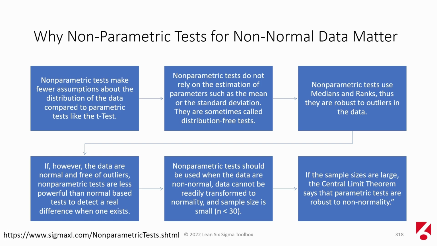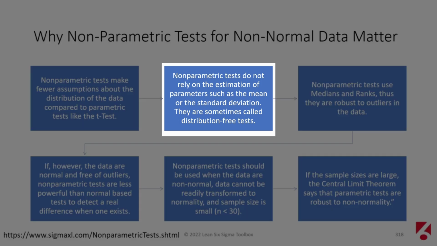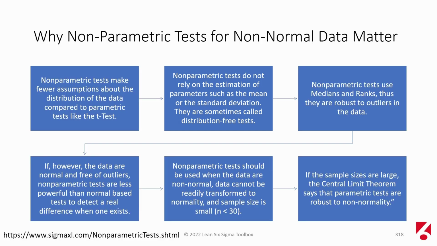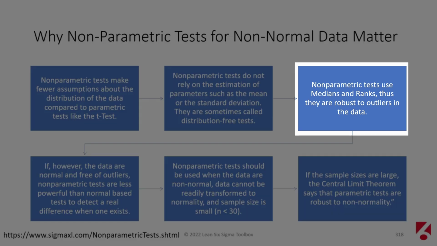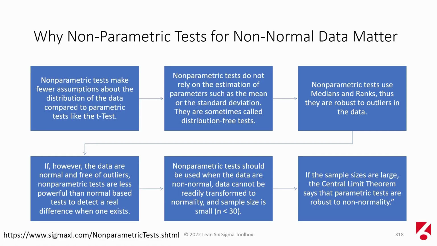So that's a good thing, right? We can use the non-parametric tests on any data because they don't make as many assumptions. Number two here, non-parametric tests do not rely on the estimation of parameters such as the mean or the standard deviation. Again, most of our other tests are assuming that we've got this nice bell curve with a mean and a standard deviation. Number three, non-parametric tests use medians and ranks instead, so they're more robust.